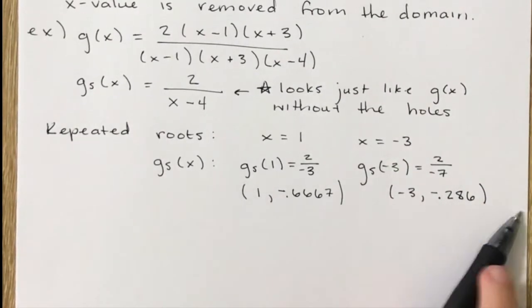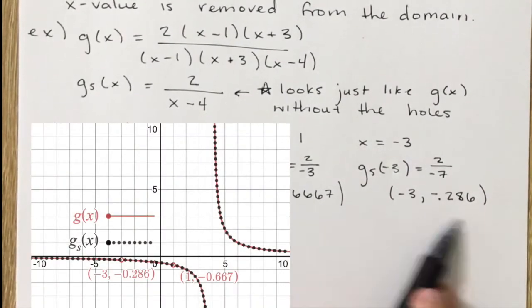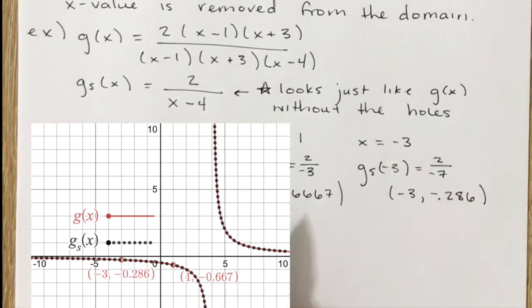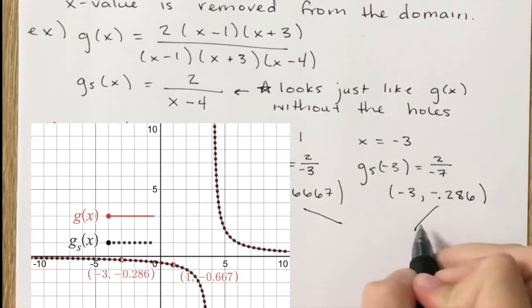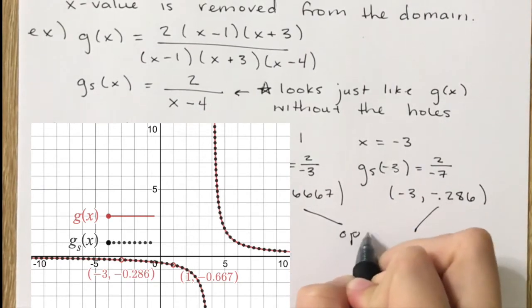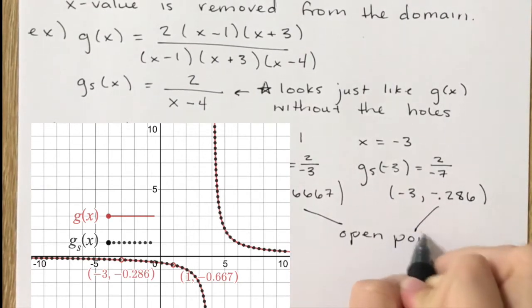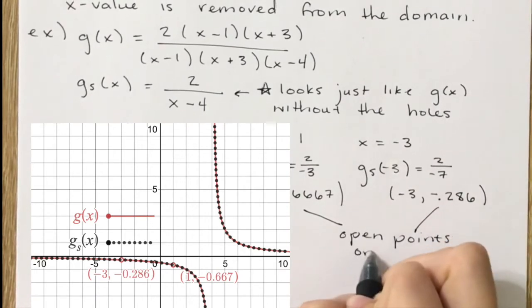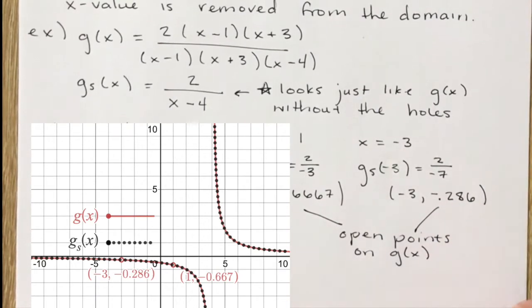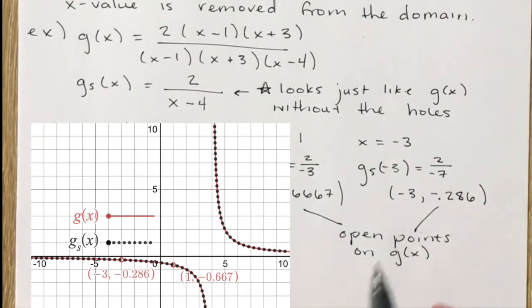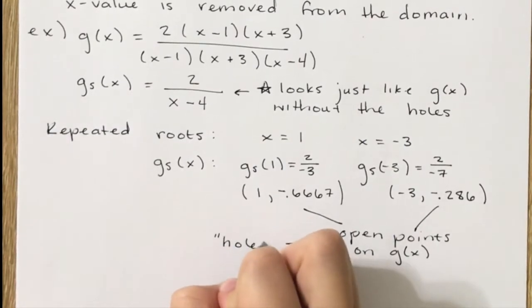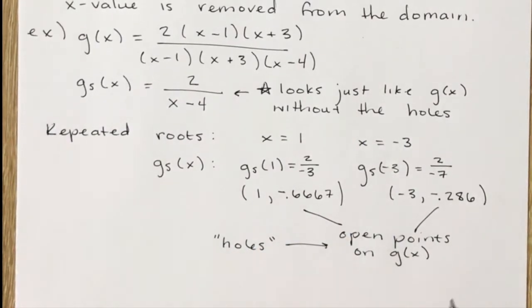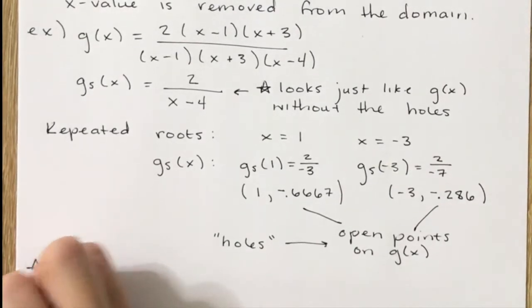And what do we notice about these points? Well, these are exactly where those open points were on g of x, right? These are the open points, and we are going to call these holes. The holes. Holes occur, let's write this down as well.